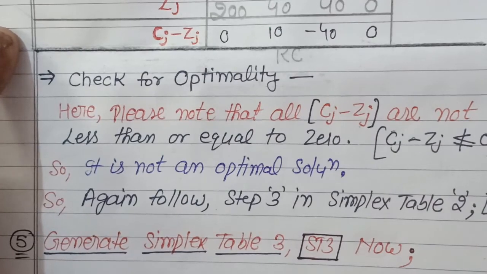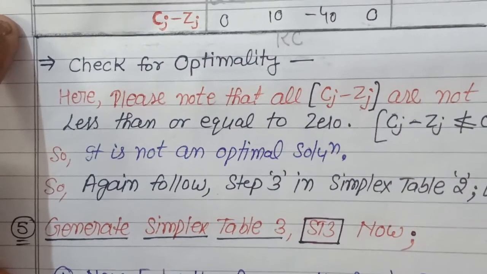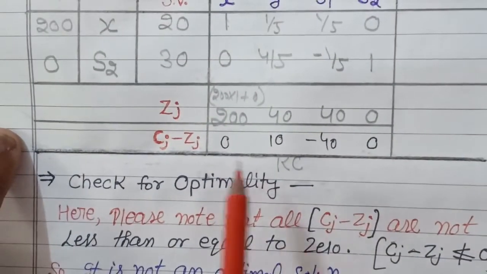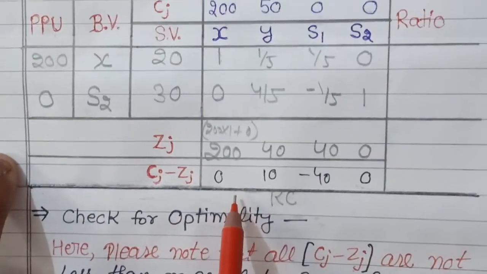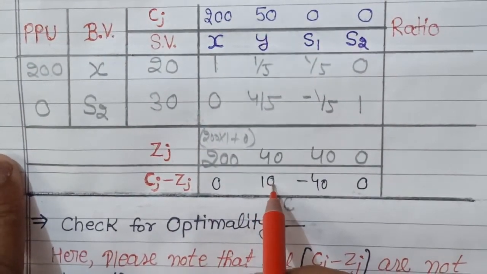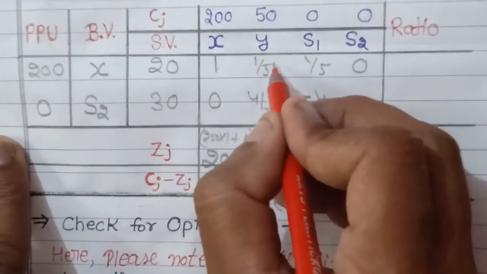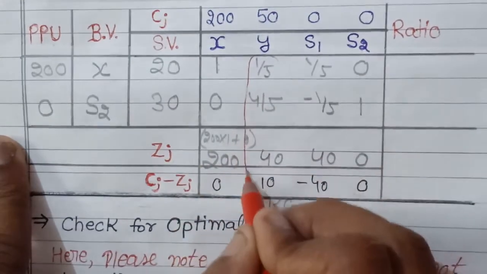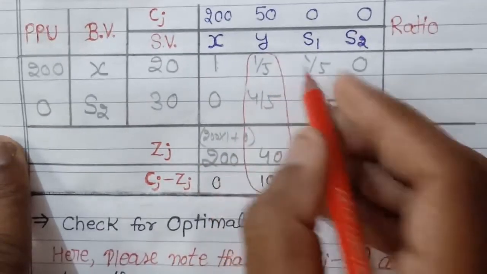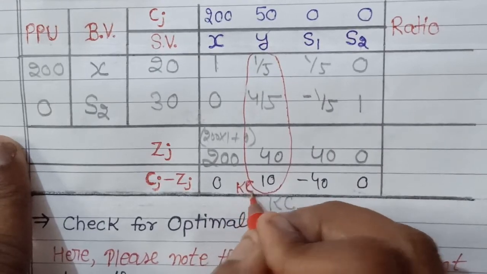Okay, so let us again find the key element and key row and key columns, etc. If you see that in this table we have the highest positive value as 10, so the column corresponding to this value will be the key column. So this is the key column. Let us mark this with a circle and mark it as the key column.